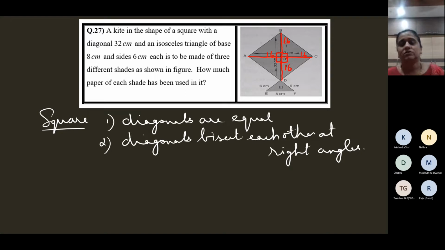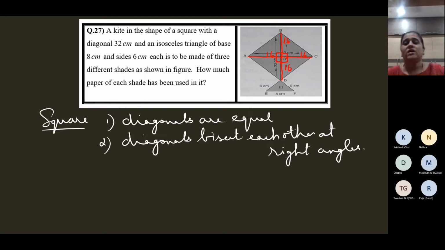Like in a rhombus. In a rhombus, diagonals are unequal. The similarity between a rhombus and a square is that in both, all sides are equal. The difference is that in a rhombus, diagonals are unequal, though they bisect at right angles. In a square, diagonals are equal and they bisect at right angles. Is this understood, children?